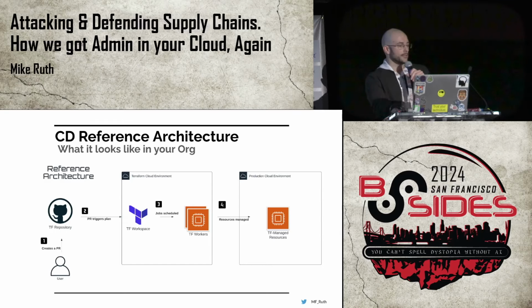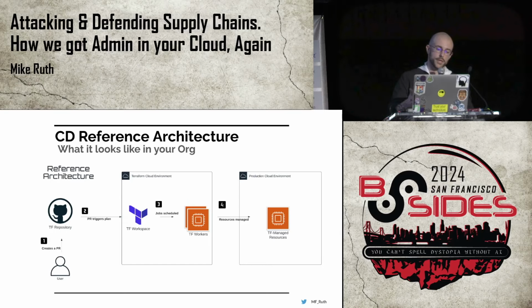Very similar reference architecture, right? A PR is created by a user and goes to the Terraform repository. That PR triggers a plan, a dry run occurs, some sort of code review happens, you get the +1. Resources are then managed inside of your environments.